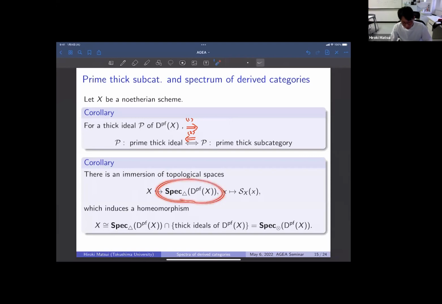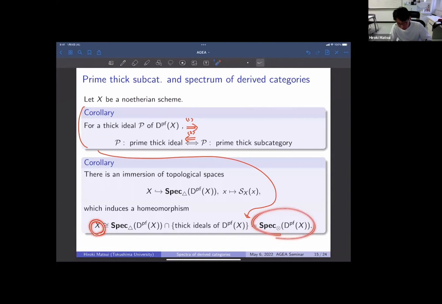And if we restrict the triangular spectrum to thick ideals, we have this homeomorphism: X is homeomorphic to the intersection of the triangular spectrum and the set of thick ideals of the perfect derived category. And by this corollary, this intersection is equal to the TT spectrum, which is the set of prime thick ideals. So in this sense, this immersion recovers Balmer's homeomorphism between X and the TT spectrum. These are direct consequences of the main theorem.